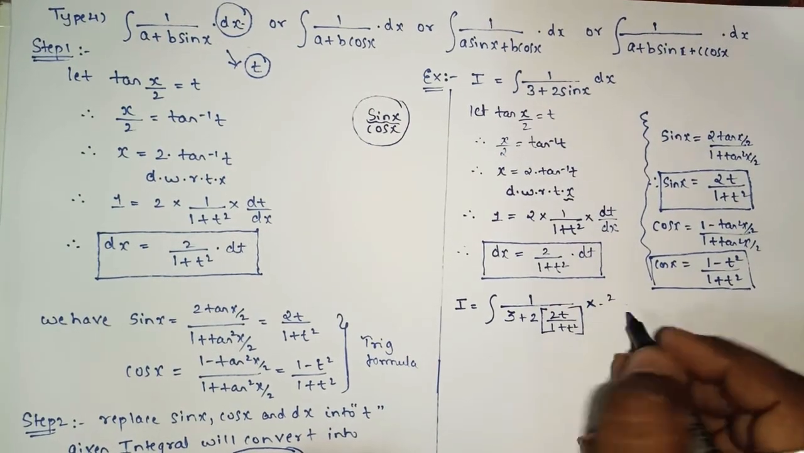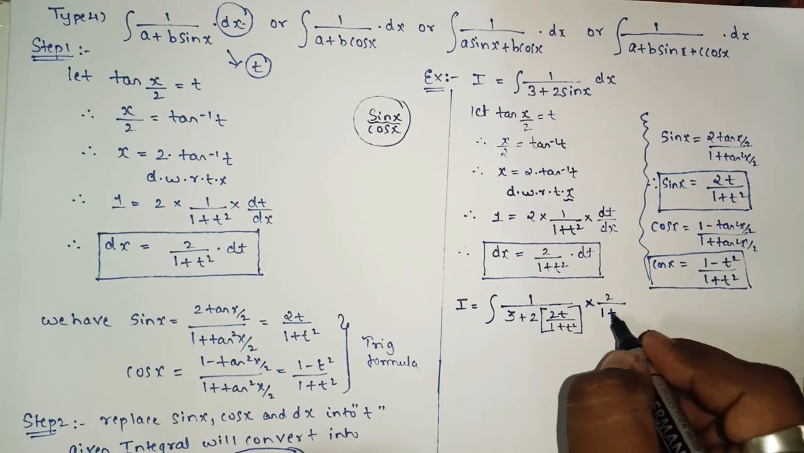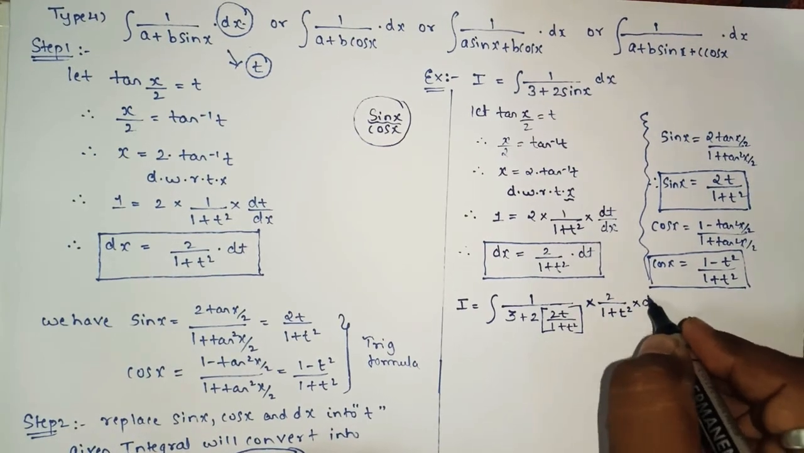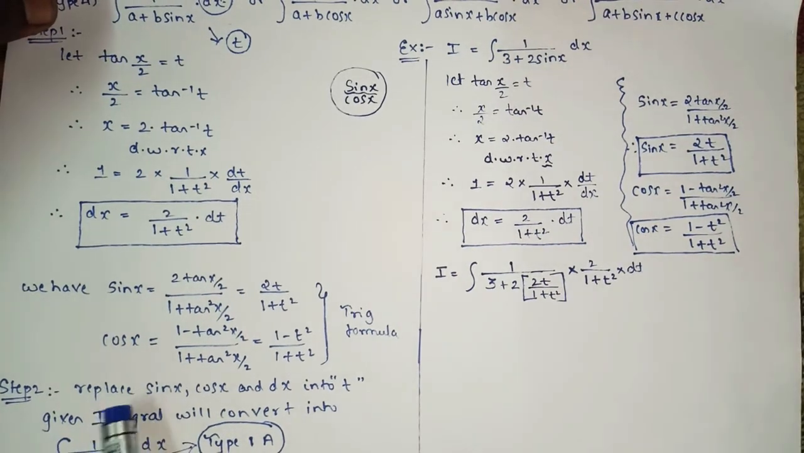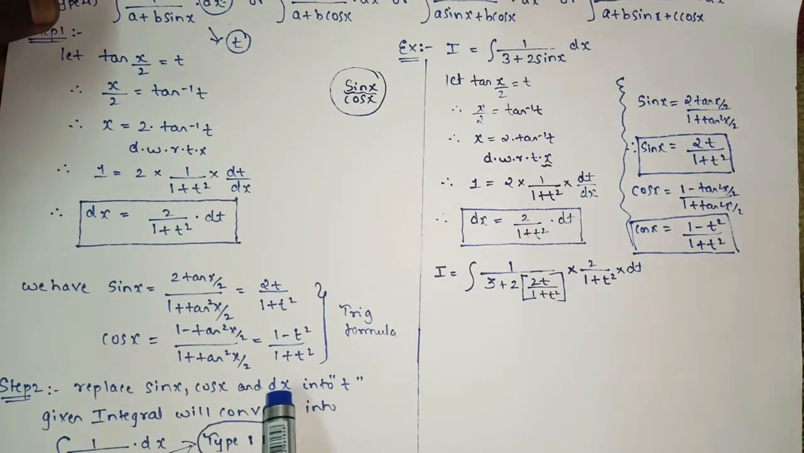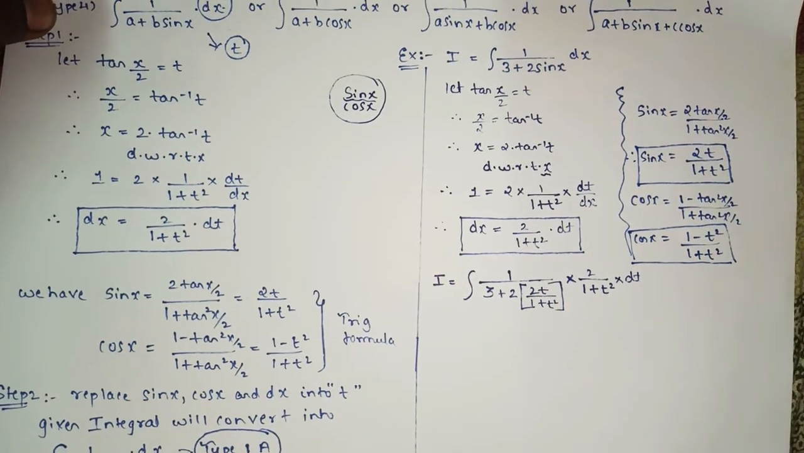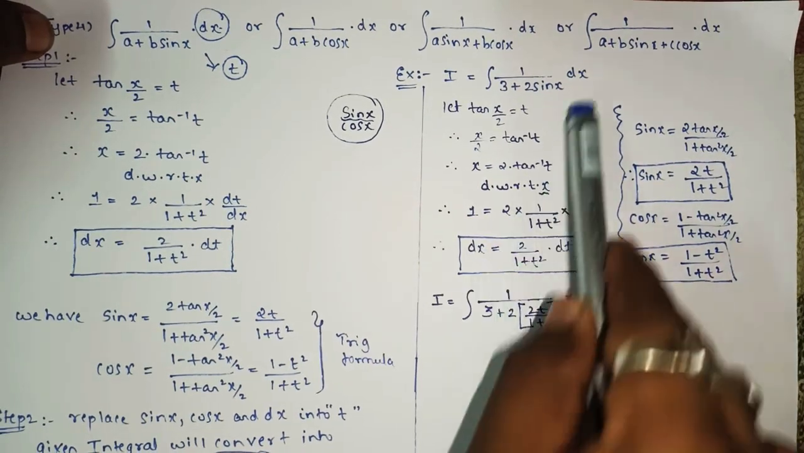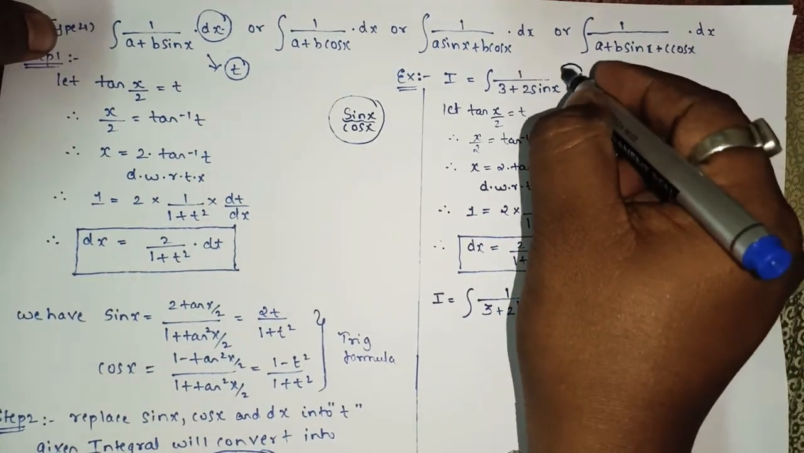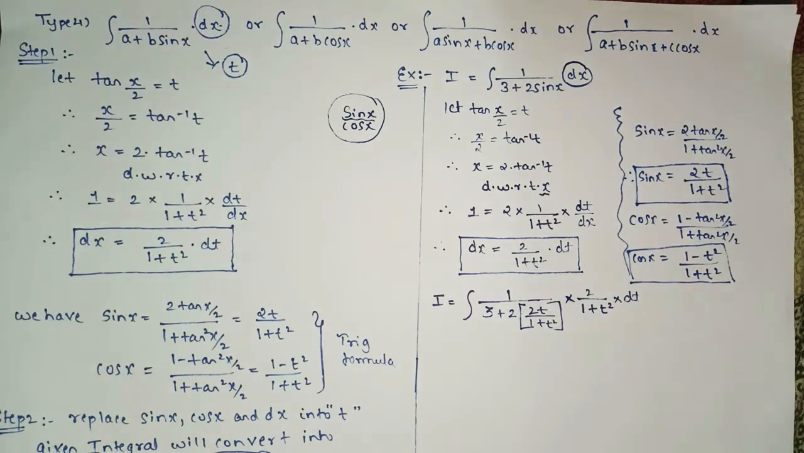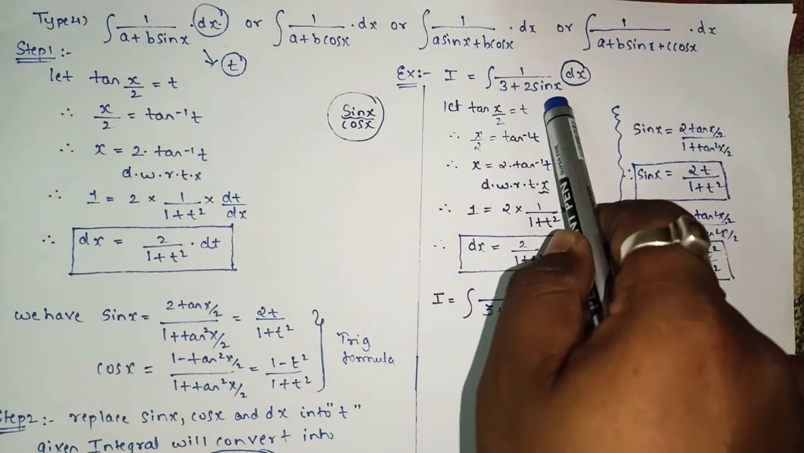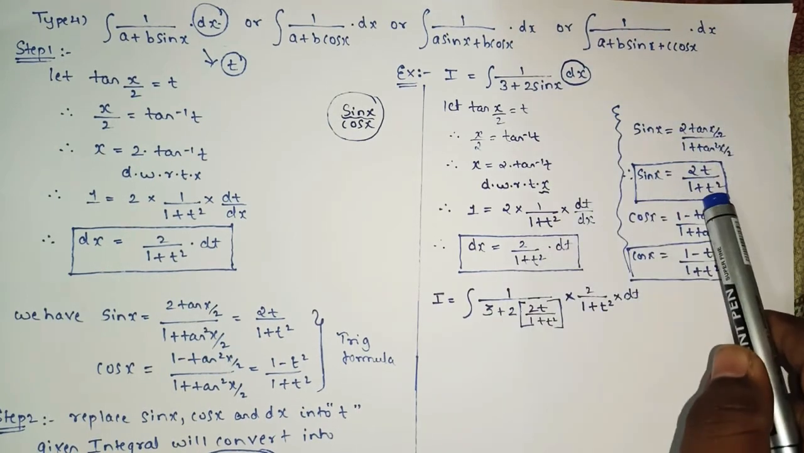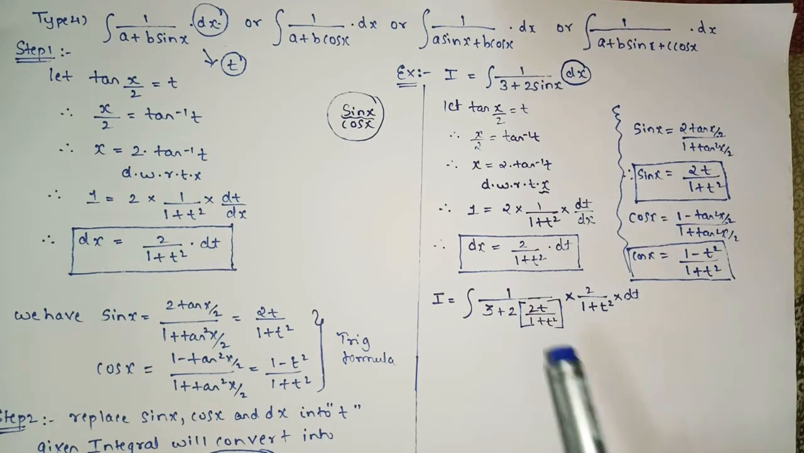dx is what? 2 upon 1 plus t square into dt. So here I had clearly mentioned that you have to replace sine, cos and even dx also in terms of t. So here we have the value of dx. So dx is 2 upon 1 plus t square into dt, that I had written here. And sin x also is in terms of t, so sin x is 2t upon 1 plus t square. Perfect. Any doubt till here?